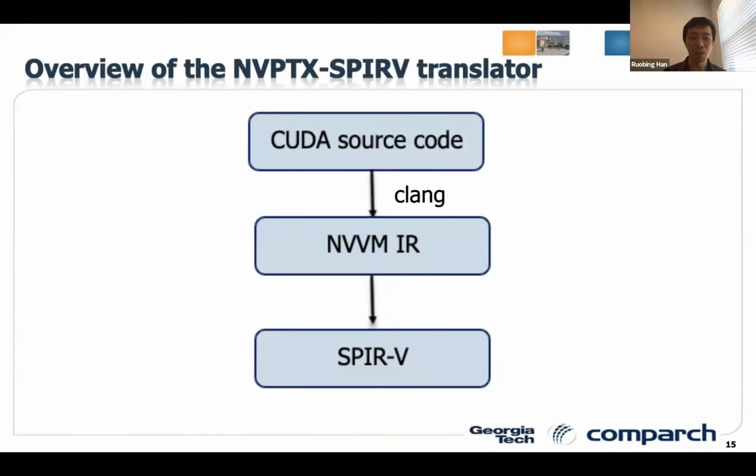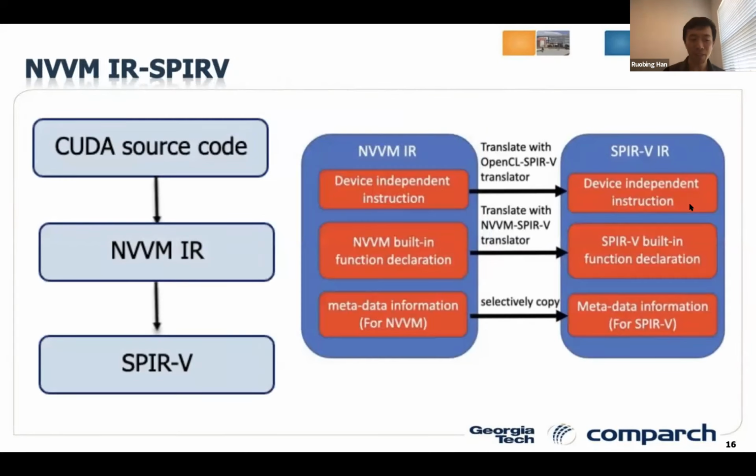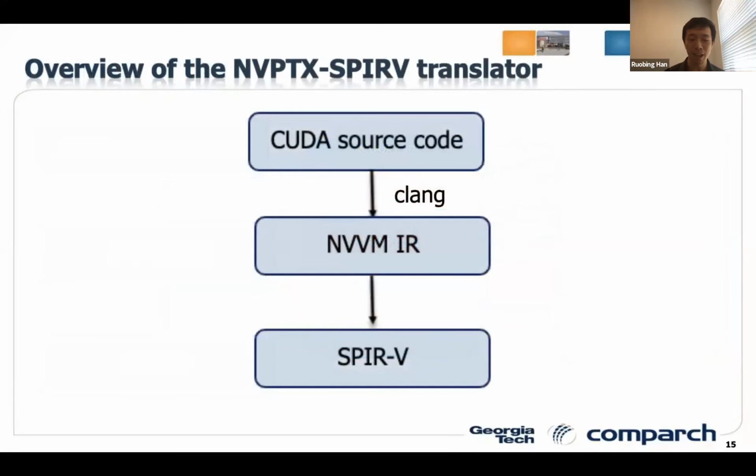So now let's have a look at the major contribution. It is the NVPTX to SPIR-V translator. It consists of two steps. Our translator accepts CUDA source code as input. Then in the first step, we use Clang to compile the CUDA source code into NVVM IR. NVVM IR is an intermediate representation proposed by NVIDIA, and it can be regarded as a subset of LLVM IR. After that, in the second step, we need to translate NVVM IR into SPIR-V IR.